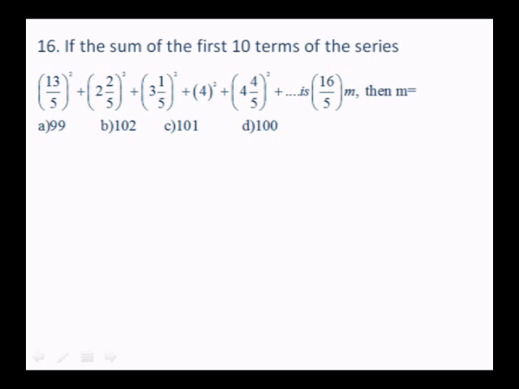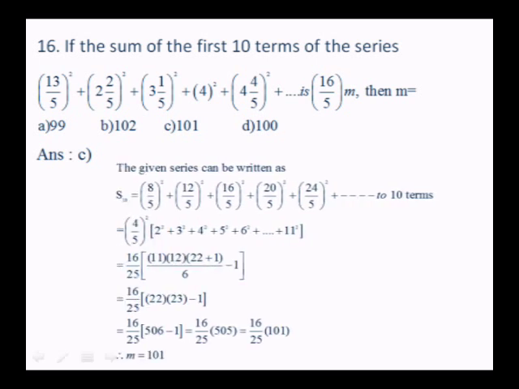Here everything is given as mixed fractions. If you convert these mixed fractions, you can answer easily. The first one is 1 and 3 by 5, which is 8 by 5 whole square. The second one is 12 by 5 whole square, the third one is 16 by 5 whole square, the fourth one is 20 by 5 whole square, 24 by 5 whole square etc.